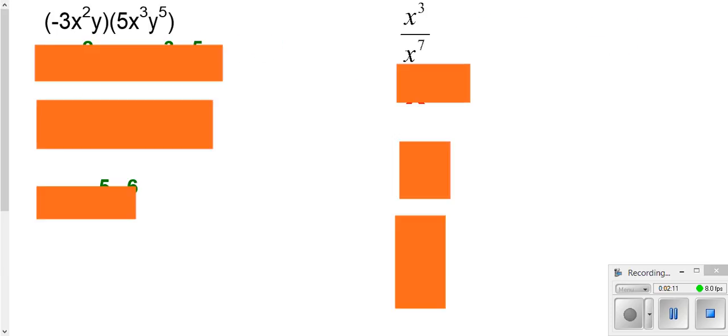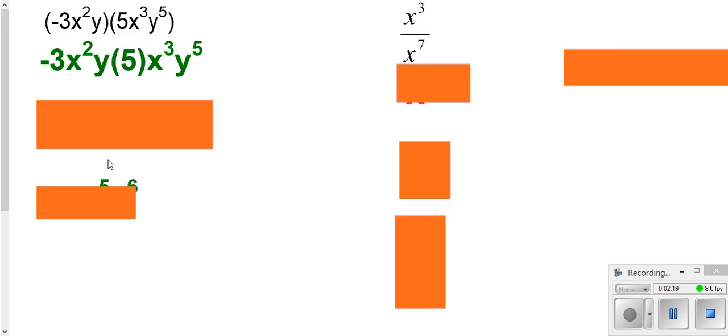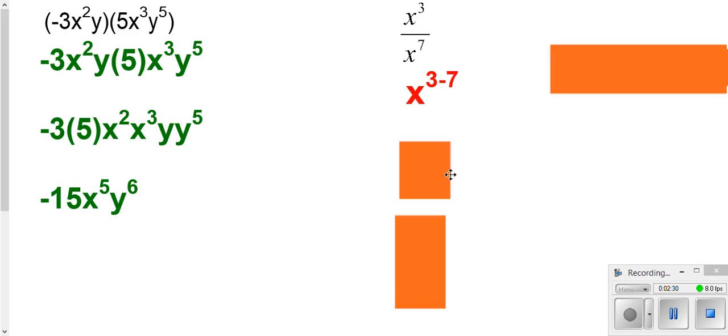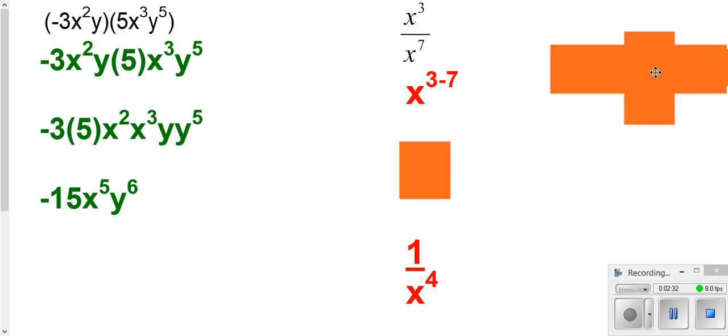So with that in mind, try to quickly do these, and then watch the video after you pause it. Everything here is multiplication, so you can multiply in any order you want. Multiply it together, and we get 15, x to the fifth, y to the sixth. Here, which one has more x's? Bottom does, so you get 1 over x to the fourth.